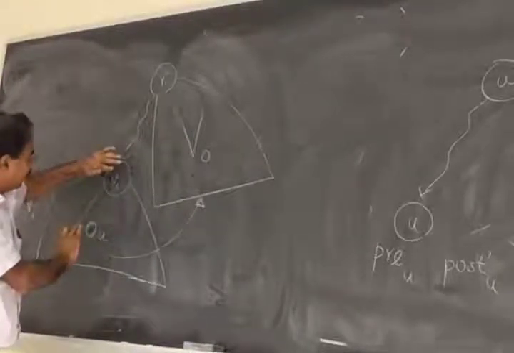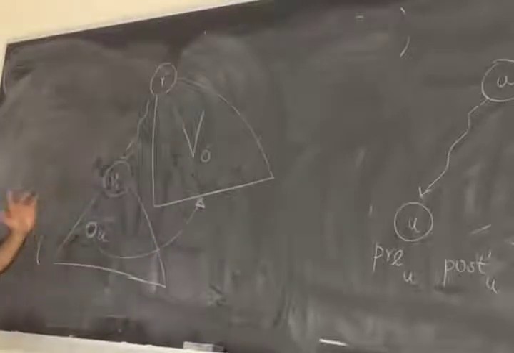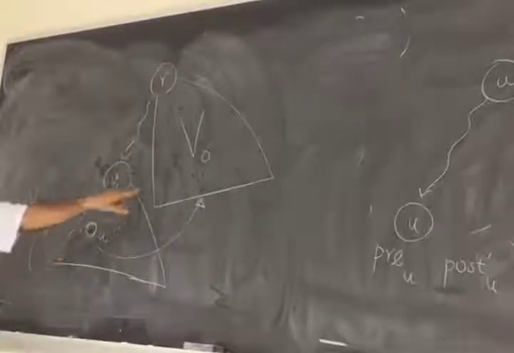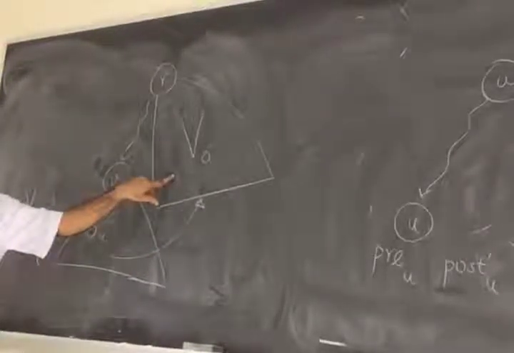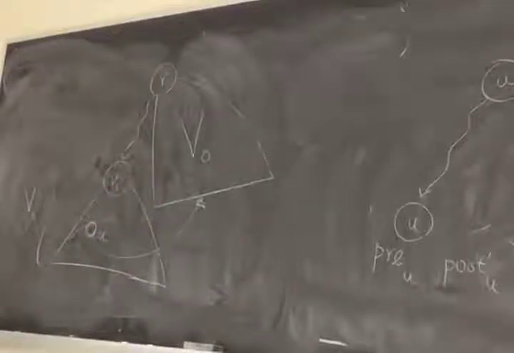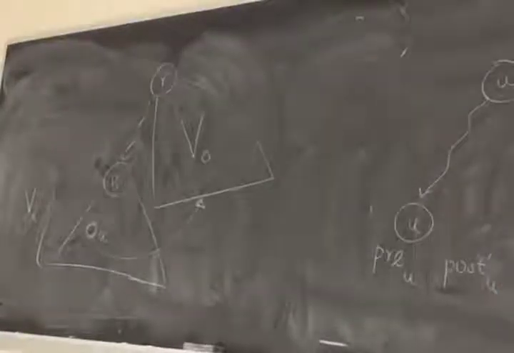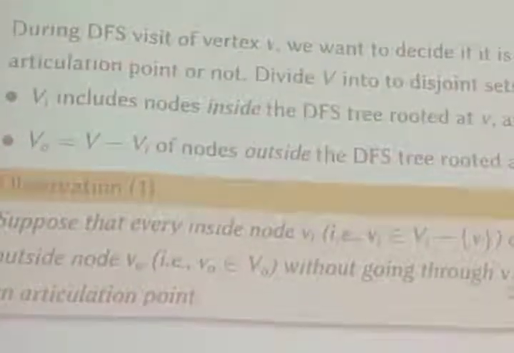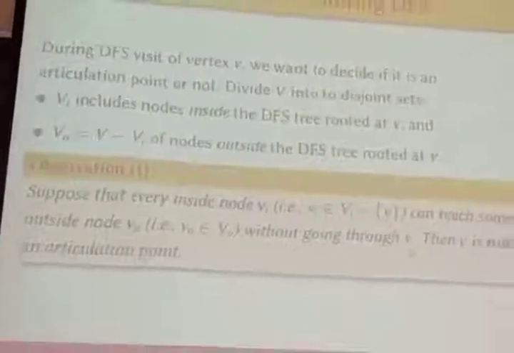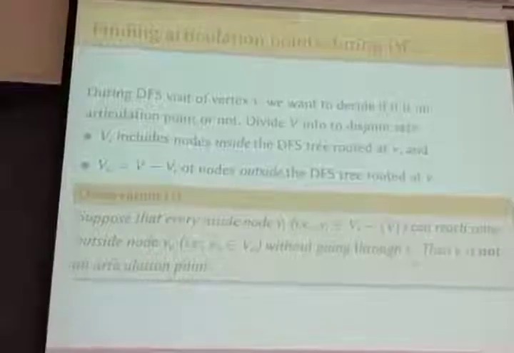So what we are checking is whether there is this independent path from each vertex here to each vertex over there, right? So observation 1 is basically saying that if there is such a path for every descendant over here to every vertex over here, then this is not a critical node, right? And this is not an articulation point.